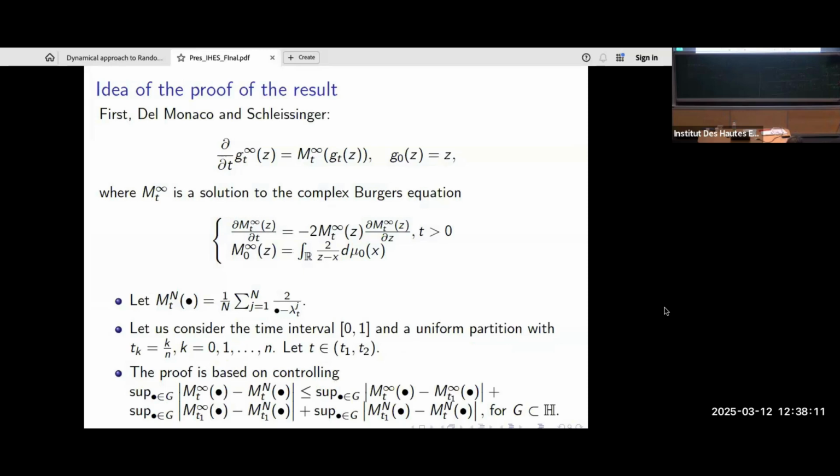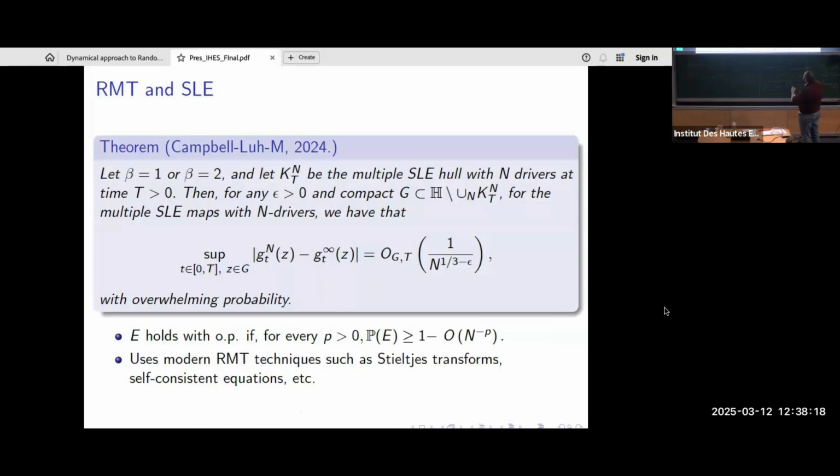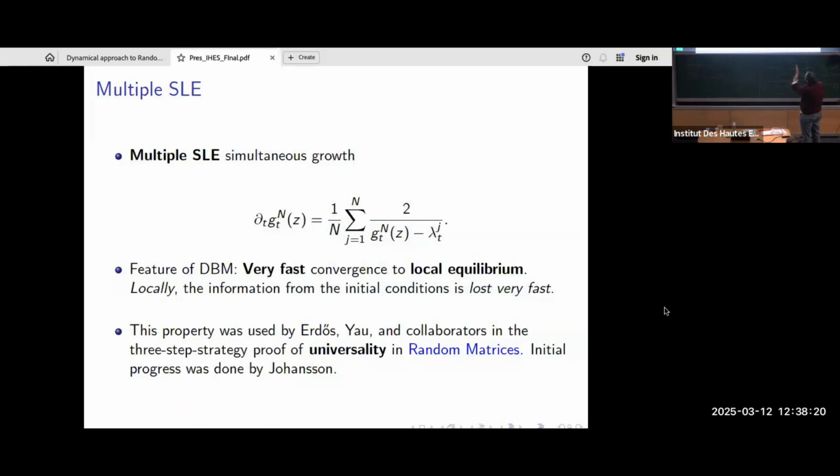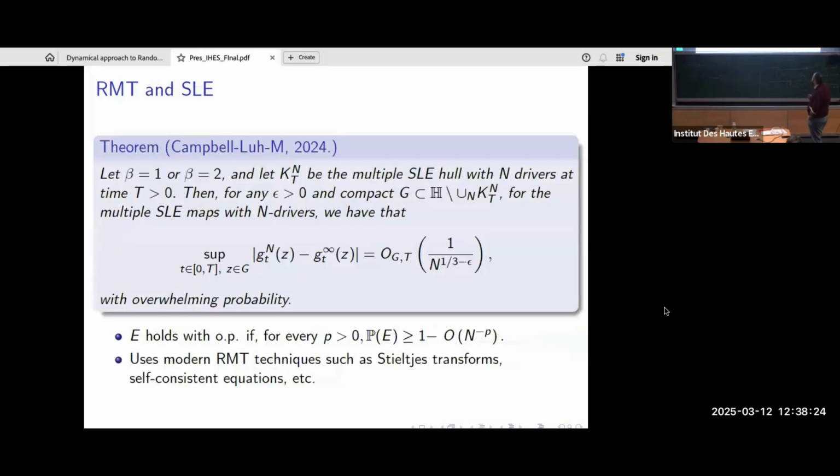So first of all, you might ask yourself, what do I mean by GT infinity to start with? GTN is clear. GTN was the definition, the family of conformal maps satisfying this differential equation with the Dyson Brownian motion as a driver. But what do I mean by GT infinity now?